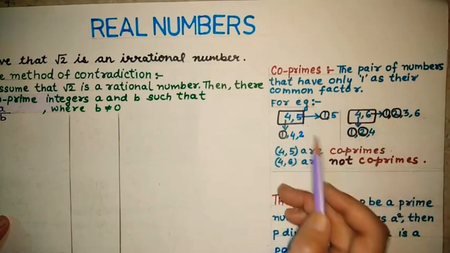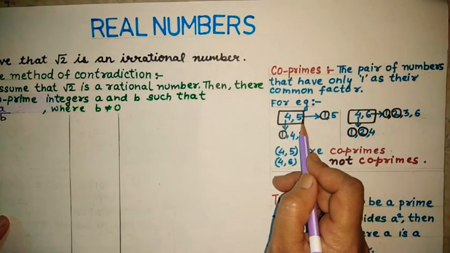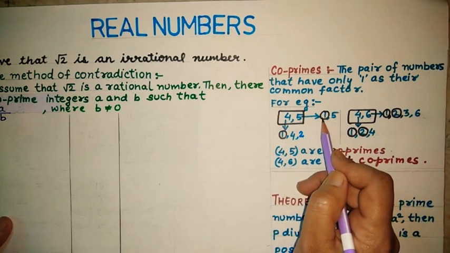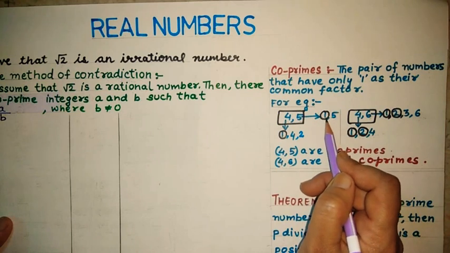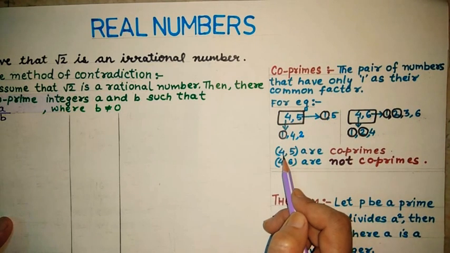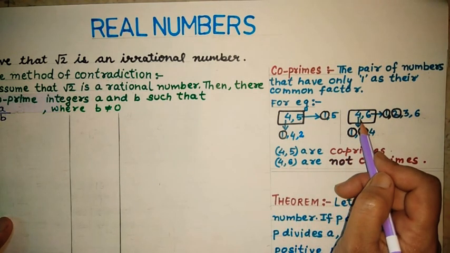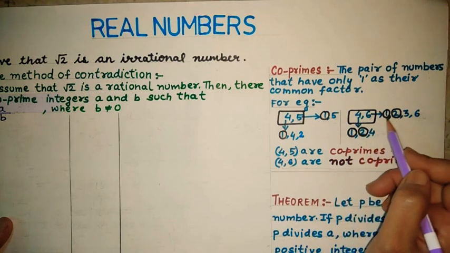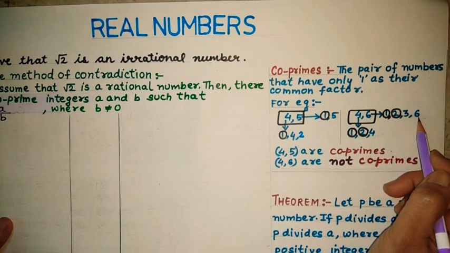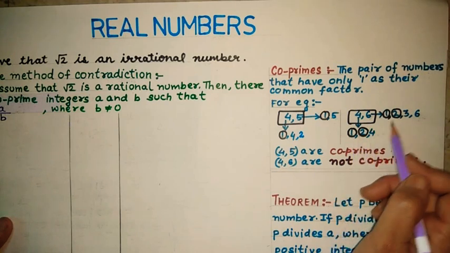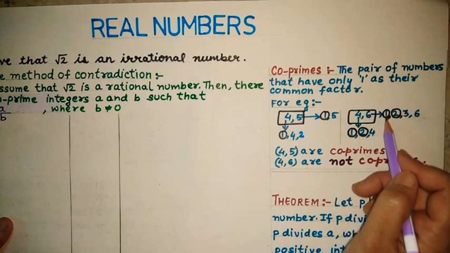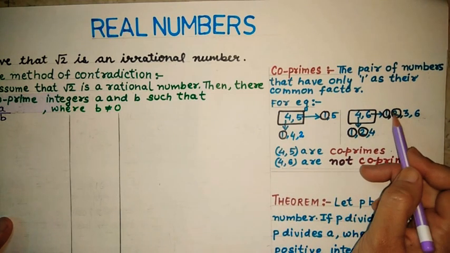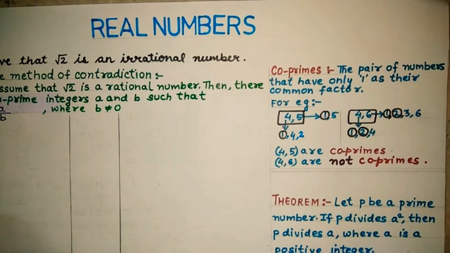They are called co-primes. Let us see the pair 4, 5. The factors of 4 are 1, 2 and 4. Factors of 5 are 1 and 5. The common factor is only 1. So 4 and 5 are co-primes. Let us see another pair, 4, 6. Factors of 4 are again 1, 2, 4 and the factors of 6 are 1, 2, 3 and 6. The common factors are 1 and 2. So 4 and 6 are not co-primes because they have common factors other than 1.